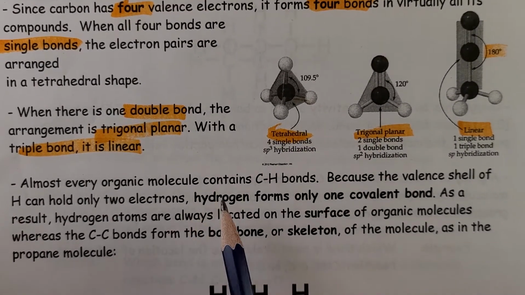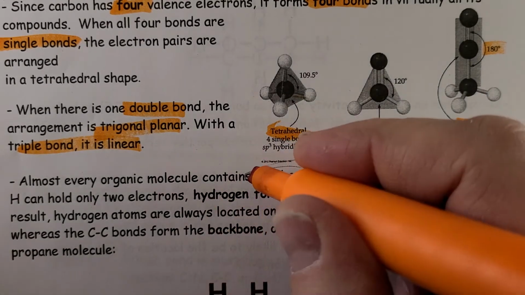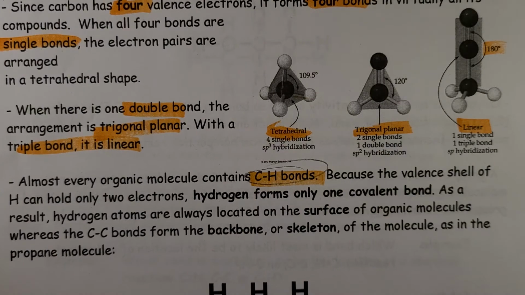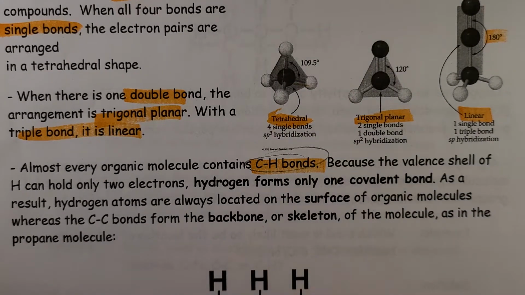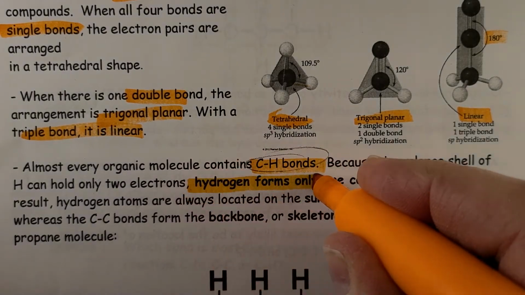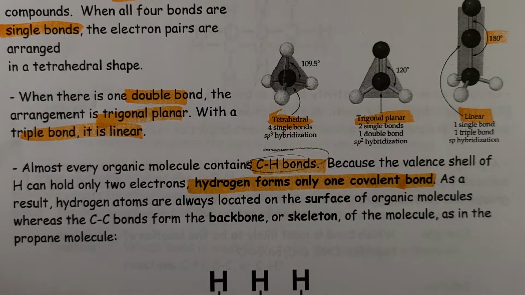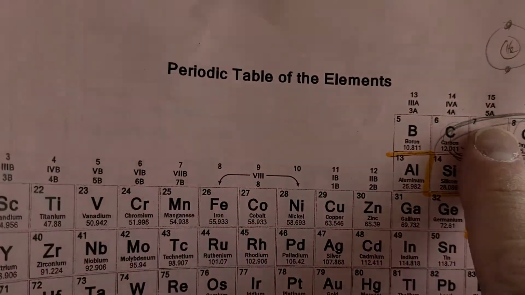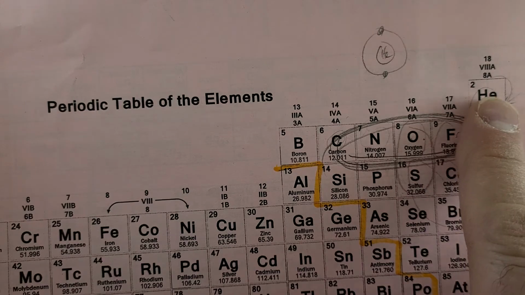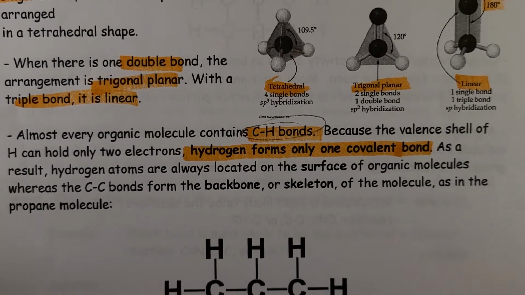Almost every organic molecule contains CH bonds, so carbon's bonded to carbon and carbon's bonded to H. Because the valence shell of hydrogen can only hold 2, hydrogen only wants to share one to get one, to become like helium. Hydrogen has one valence electron, and if it gains one more, it becomes like helium. So it only needs one more.